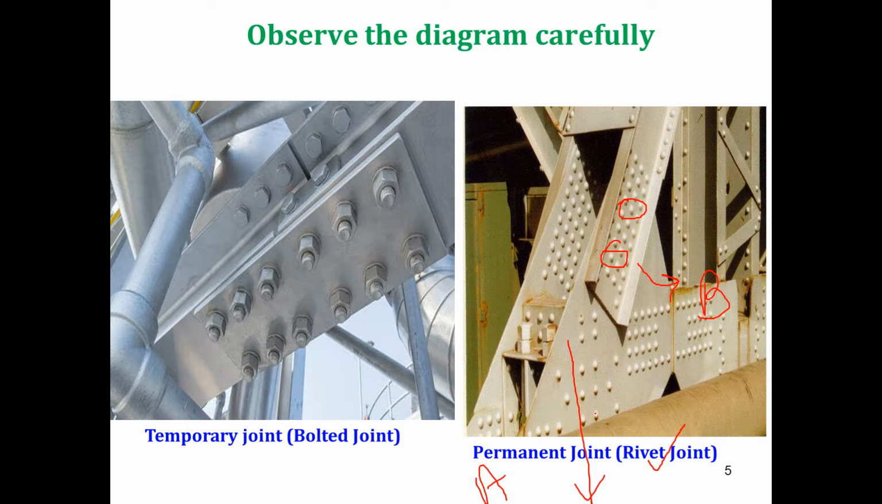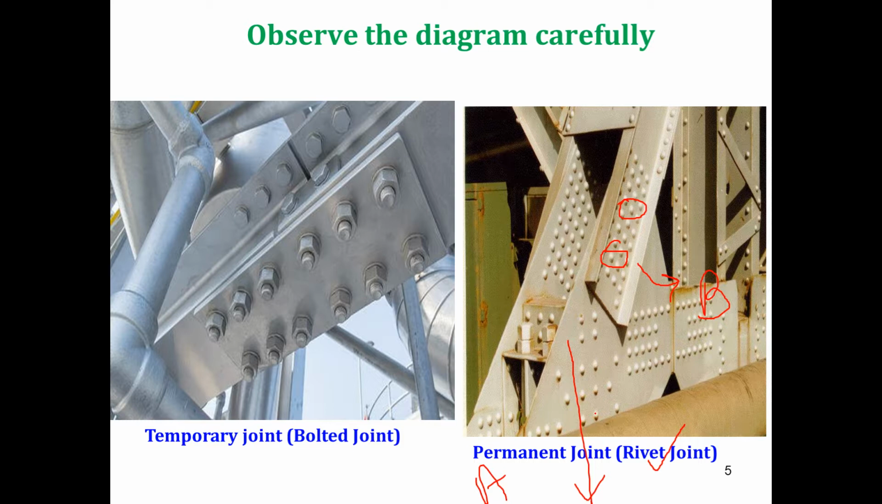Can you name the places where you have seen the rivet joint? Yes, sir, Howrah Bridge. In bridges, they have used that rivet joint. Not only Howrah Bridge, any kind of railway bridge. When you travel through train or bus, if any truss kind of bridge is there, you will see that each member is joined with the other member by the help of rivet joint. Yes or no?